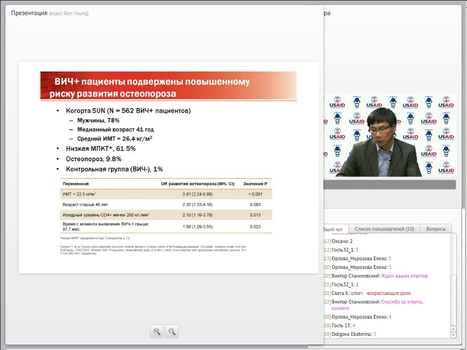Moreover, what we showed was that there were factors associated with HIV infection itself, namely CD4 count nadir and duration of HIV infection. Both were associated with an increased risk of having osteoporosis and osteopenia. So, for example, those patients who had a baseline CD4 count at study entry of less than 200, namely patients who had an AIDS diagnosis, their overall risk of having osteoporosis was nearly 2-fold increased compared to the general population.